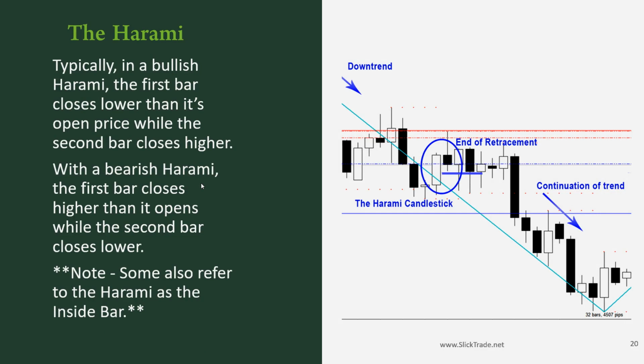Typically in a bullish Harami, the first bar closes lower than its open price, while the second bar closes higher. With a bearish Harami, the first bar closes higher than it opens, while the second bar closes lower. And just a special side note here, some also refer to the Harami as the inside bar. So when you're going through this lesson, you may see it to be familiar if you have learned about the inside bar before.